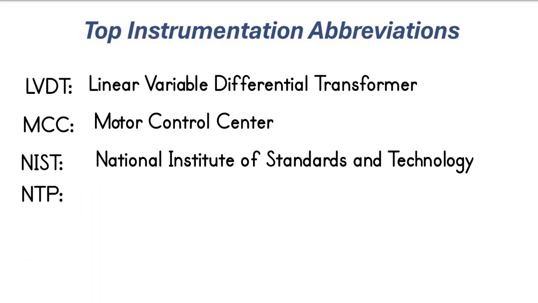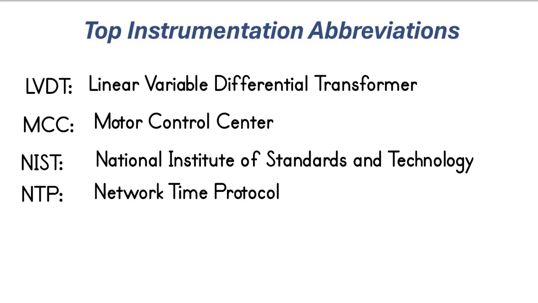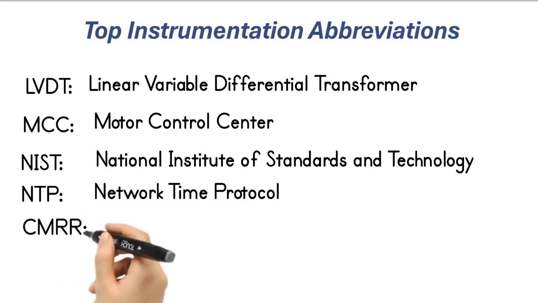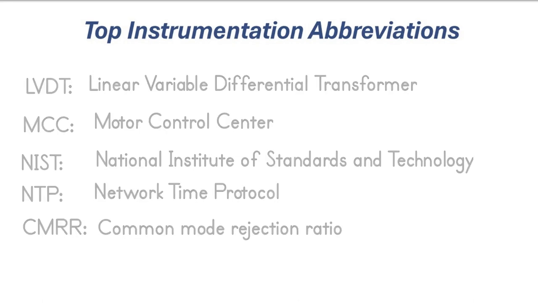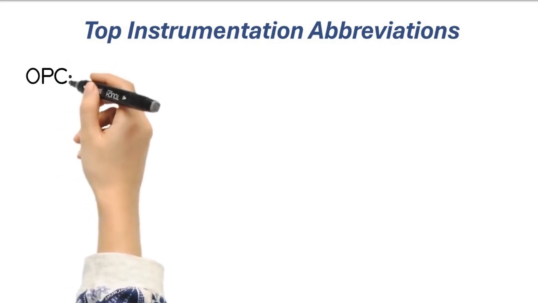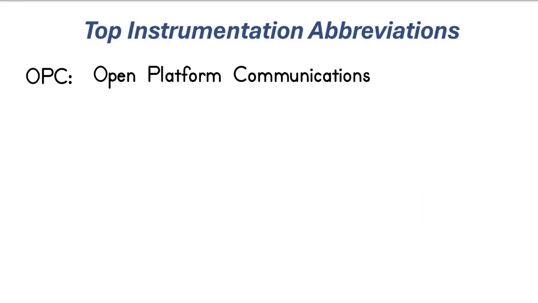NTP. NTP stands for Network Time Protocol, a networking protocol used to synchronize the clocks of computer systems over packet-switched, variable-latency data networks. CMRR. CMRR stands for Common Mode Rejection Ratio. OPC. OPC stands for Open Platform Communications, a series of standards and specifications for industrial telecommunication.